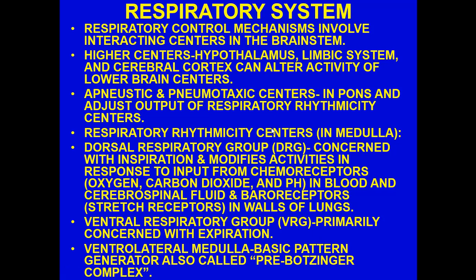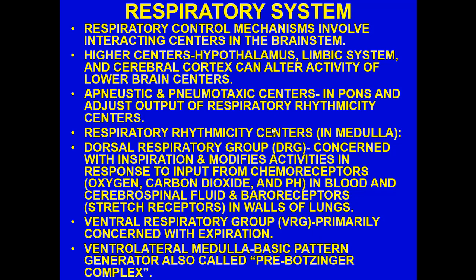Now, we want to also cover the neural mechanisms that control breathing. These basically involve interacting centers in the brainstem. Now, you have to keep in mind, though, that there are some higher centers, such as the hypothalamus, limbic system, and cerebral cortex, that can alter the activity of lower brain centers. Now, there is an apneustic and a pneumotaxic center that are located in the pons and adjust the output of respiratory rhythmicity centers. The respiratory rhythmicity centers are located in the medulla. Don't get them mixed up now.